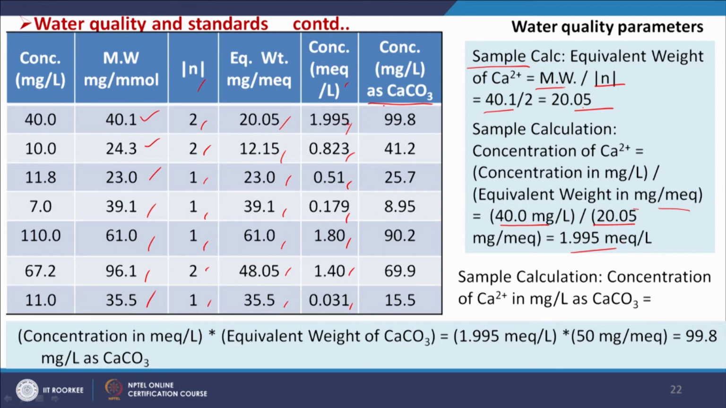Then we want to convert it into concentration in terms of calcium carbonate. That is the concentration of calcium 2 plus ion in mg per liter as calcium carbonate. This is equal to the concentration in milliequivalent per liter times the equivalent weight of calcium carbonate. That is 1.995 into 50, because the molecular weight of calcium carbonate is 100 and it has 2 valency, so divided by 2, that is equal to 50. So, 1.995 milliequivalent per liter into 50 mg per milliequivalent comes to 99.8 mg per liter as calcium carbonate. In a similar way, for the other cases we will put in the value and multiply it by 50, and we will get the corresponding values.